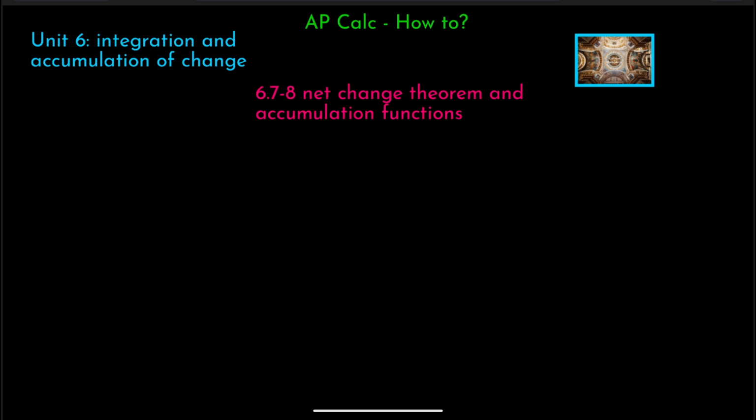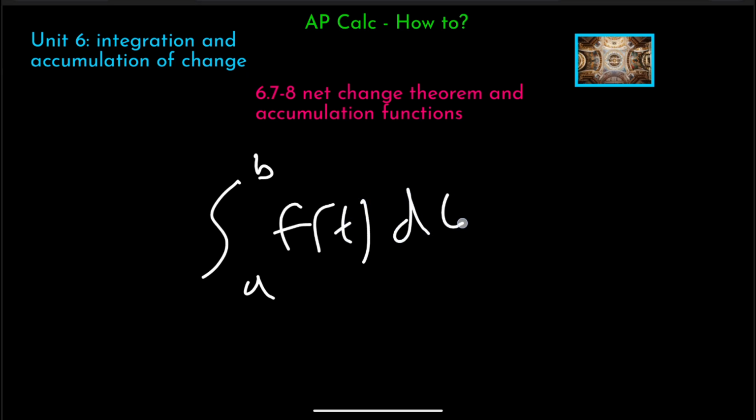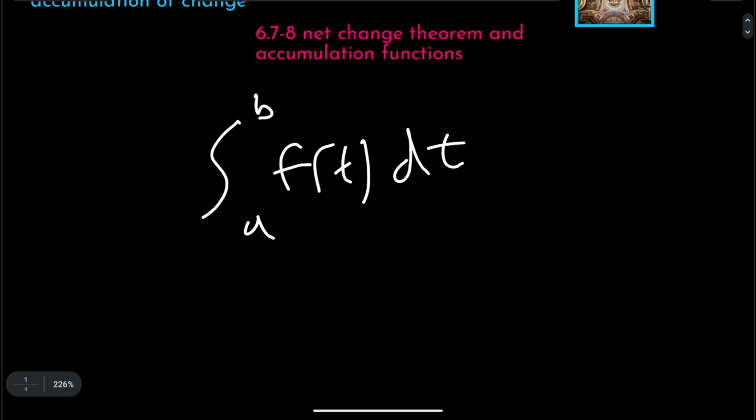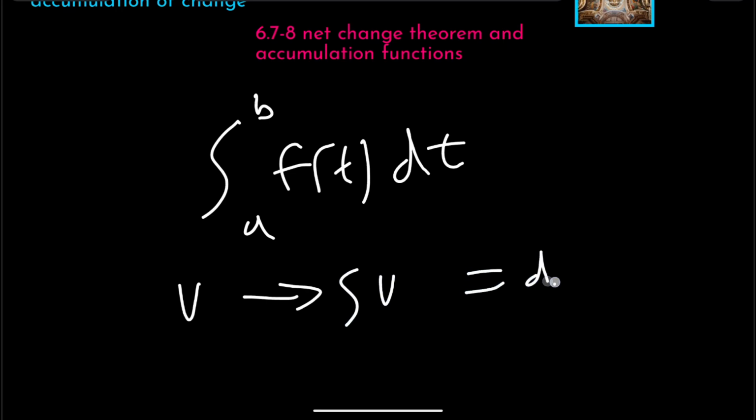Let's get into it. So our concept today is going to be the net change theorem. It basically states if a quantity is changing at a rate f of t, then the net change in that quantity from t equals a to t equals b is the integral from a to b of f of t. Think of it like this. If f of t is velocity, the integral is displacement.